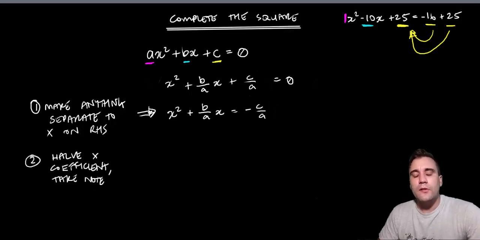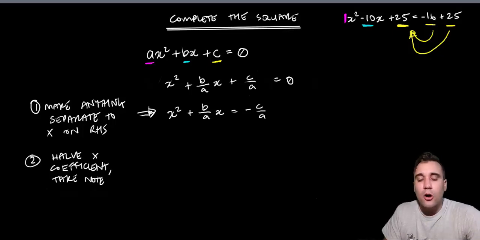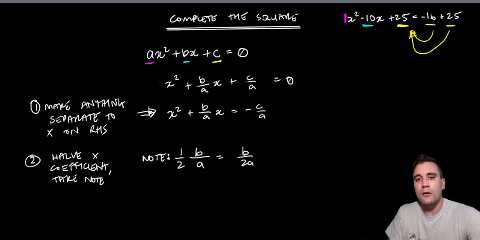The next step is to halve the coefficient of x and take note of what it is. So we're just taking a note. What is the coefficient of x? That's b on a. Half of that, so if we times that by a half, is the same thing as b on 2a. So this right here is what we're after, and we've taken note of this.